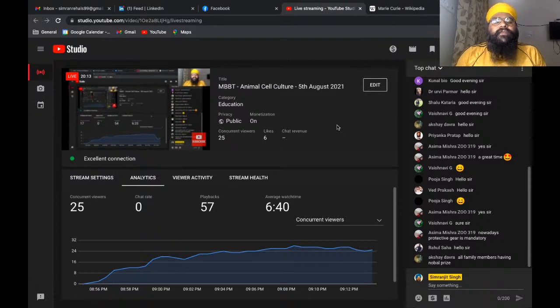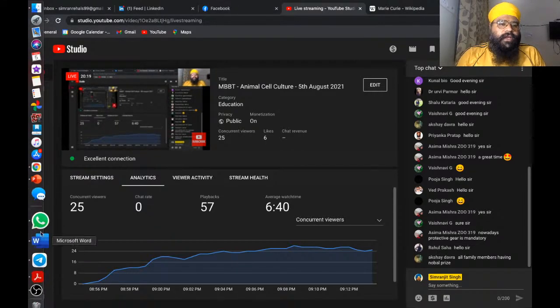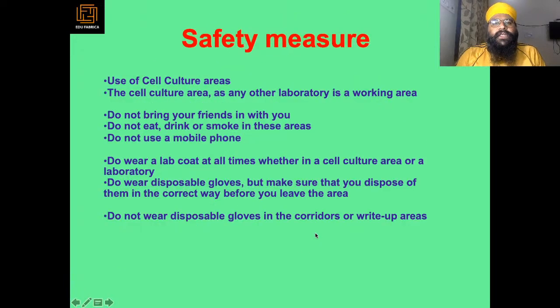So yes, nowadays protective gear is mandatory, but still be careful. That's why I just want to make sure that while doing experiments, you take care of yourself. Safety measures in the cell culture area: do not bring your friends. Do not eat or drink, or open Lay's chips, Uncle Chips, having a Coke, chilling around and using mobile phones. That's not the place. These things are meant for the cafeteria, your restroom, even your office room, but not in the animal cell culture.